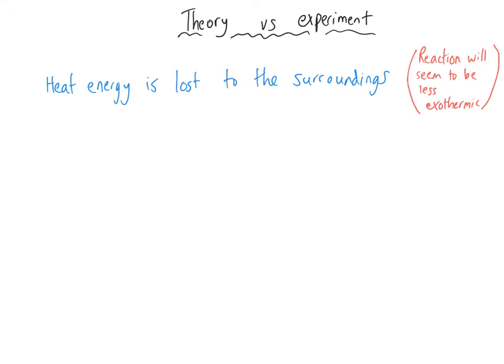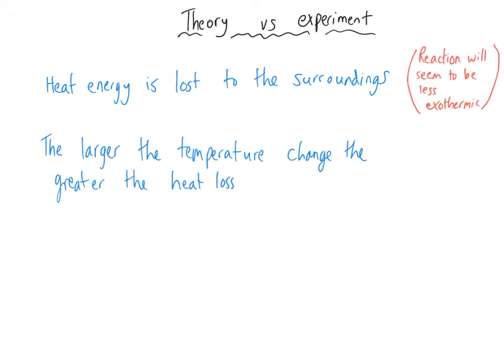Not only is this the case, if you consider the different types of experiments that we've explored, some of these are going to be more prone to heat loss than others. In general, it's fair to say that the larger the temperature change in an experiment, the greater the heat loss will be. So something like a displacement reaction that only gets warm rather than hot is likely to not lose that much energy to the surroundings, whereas something like combustion, where the temperature might get to boiling point for our water, the heat loss to the surroundings is going to be significant.